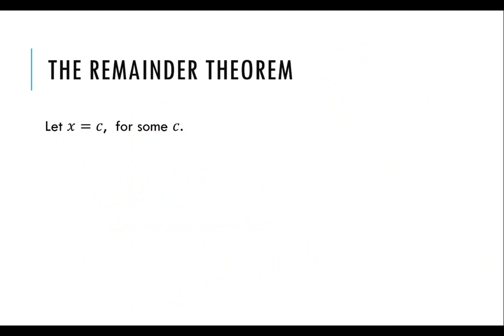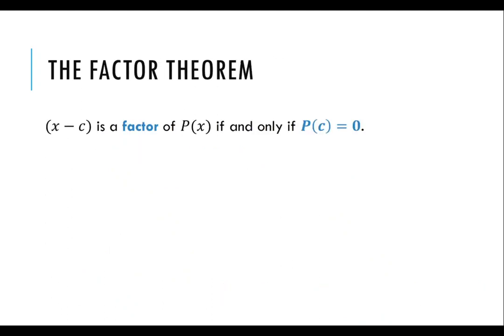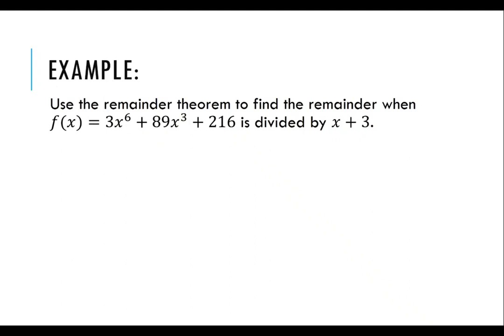The remainder theorem is an interesting property of polynomials. That is, if we know that x is some value c, and you want to know what is the polynomial when it takes in c, the answer is actually the remainder. Also notice that if p of c is equal to 0, then x minus c is a factor of the polynomial. So the factor theorem is really something we've already stated. That is, x minus c is a factor of p of x if and only if p of c is equal to 0.